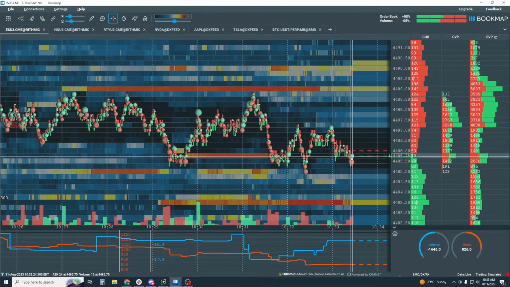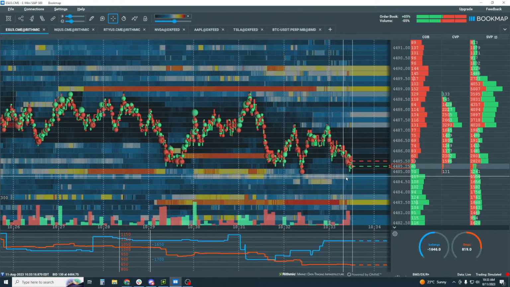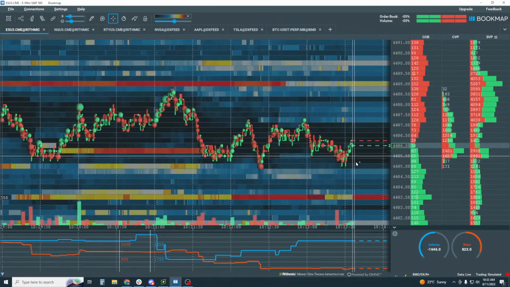Here we go, sellers here. Now I'm looking for sellers to test the bottom of the range and potentially break it now. Okay, I see the sellers come in, and let's see if we can get that.